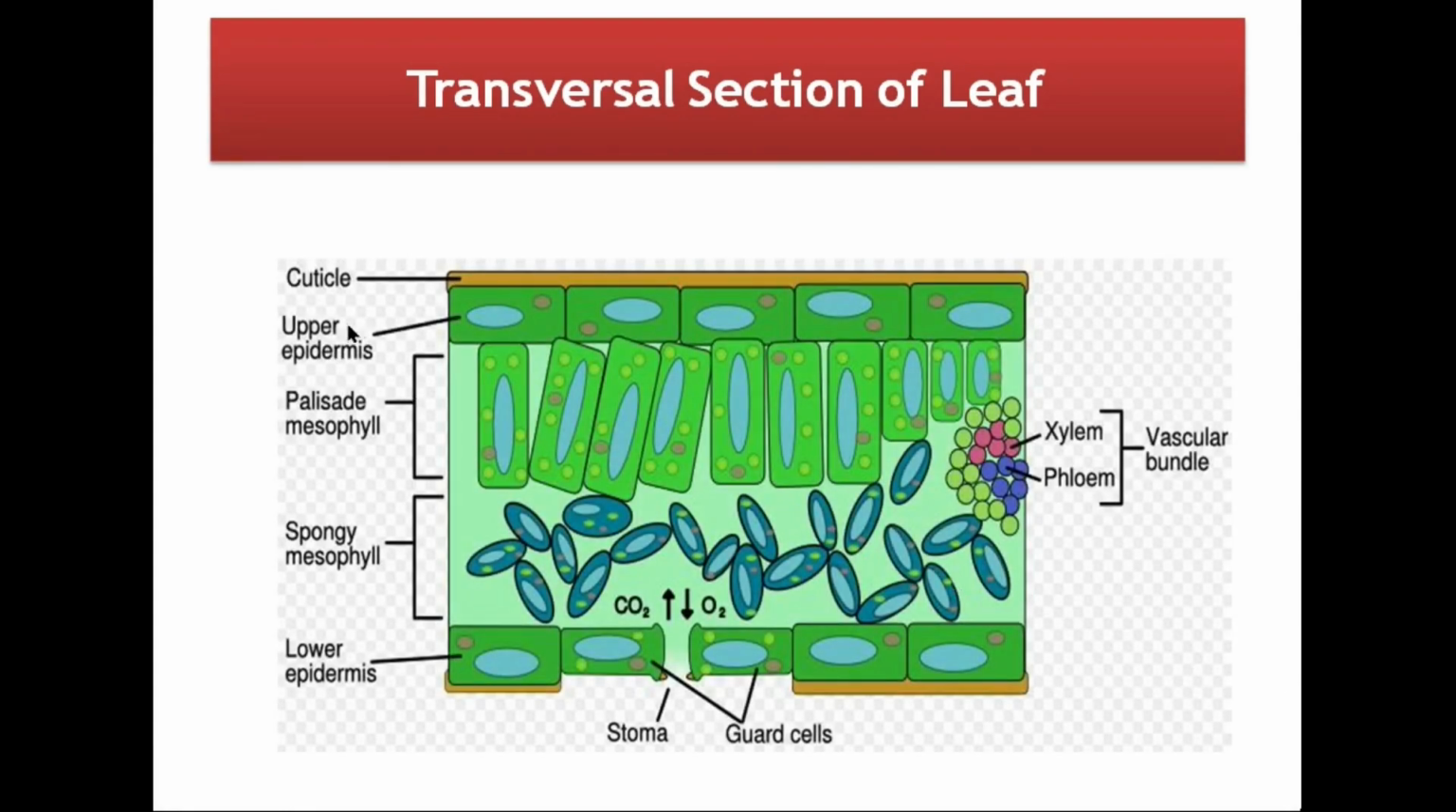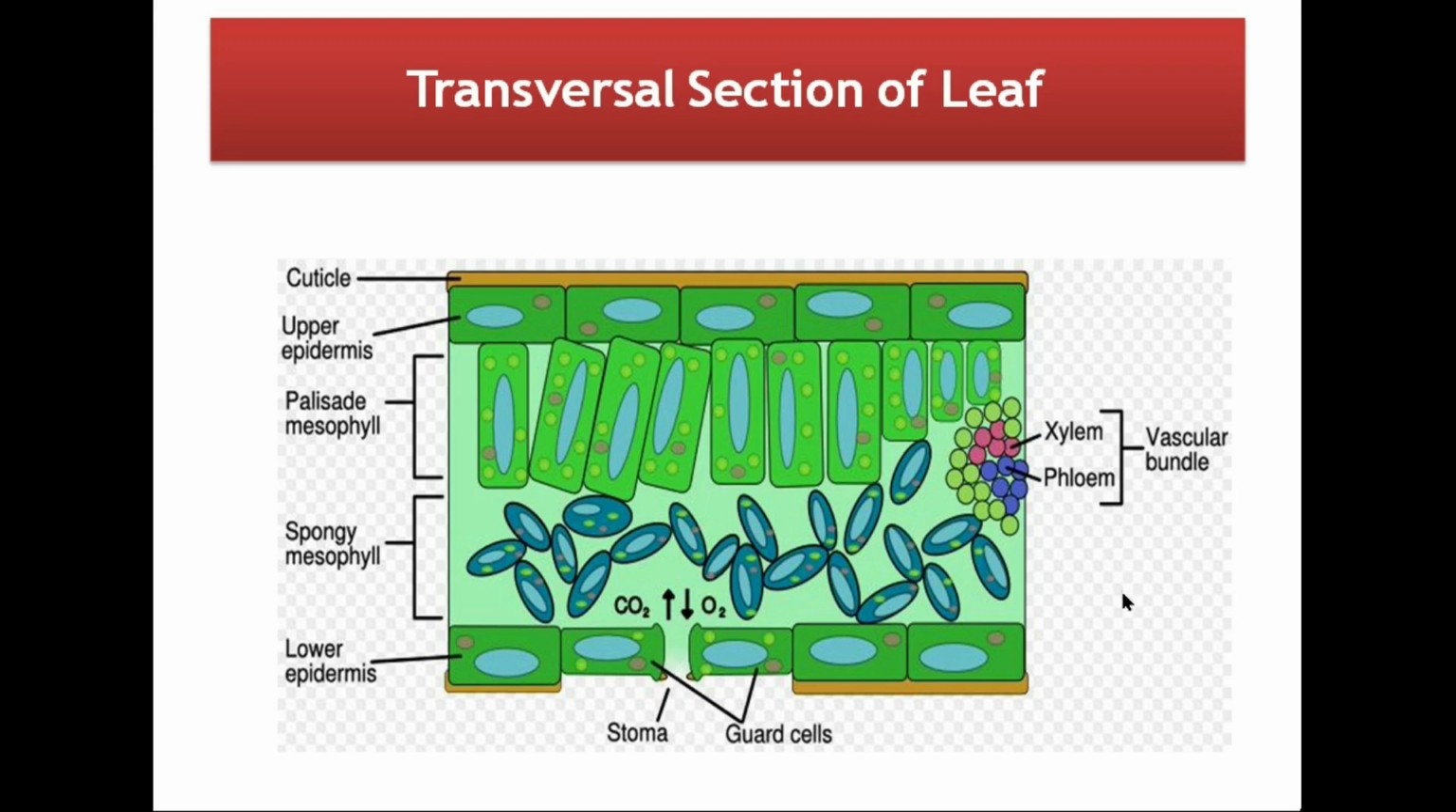This is the transverse section of the leaf, in which we can see the epidermal cells on both sides, that is, the upper epidermis and the lower epidermis. These two epidermal cell layers are covered by a wax-like layer called cuticle. Generally, the epidermis protects against water loss and regulates the gaseous exchange.